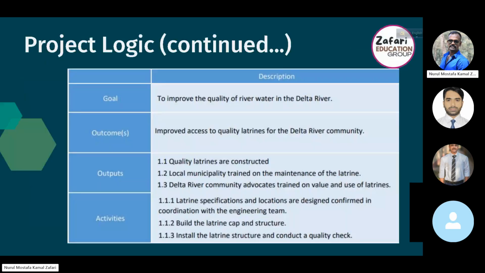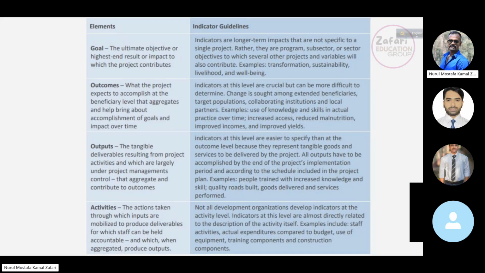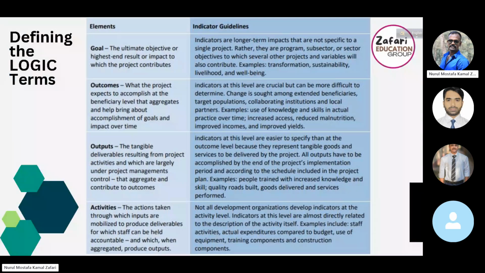Now in project logic, we need to set something. Number one is activity. What will be the activity of the project, and the output? What will be the output of the project, and outcomes? What is the outcome of the project, and goal? What is the main goal or purpose of this project? Then the logical framework, I think it will be discussed in a different class.